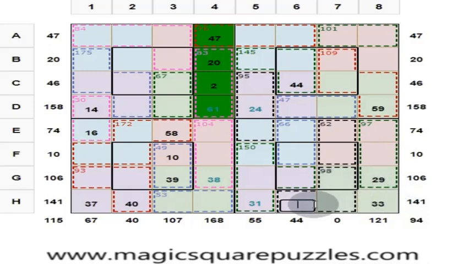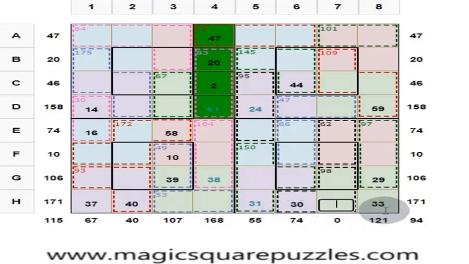62 plus 98 is equal to 160. These five numbers add up to 160. These four numbers add up to 130. So this is 160 minus 130. Put here 30. So then what is this? So this is 30 plus 31, 61.